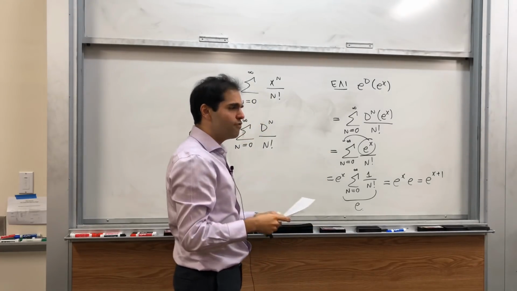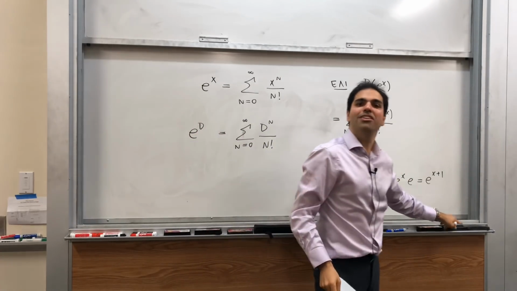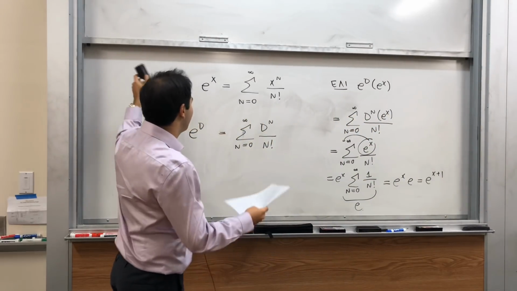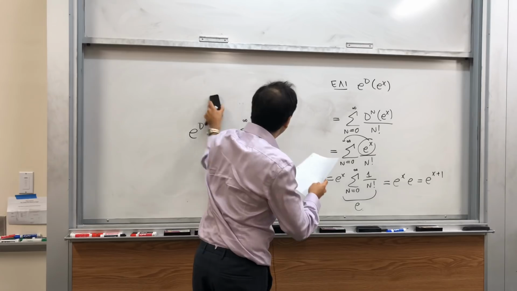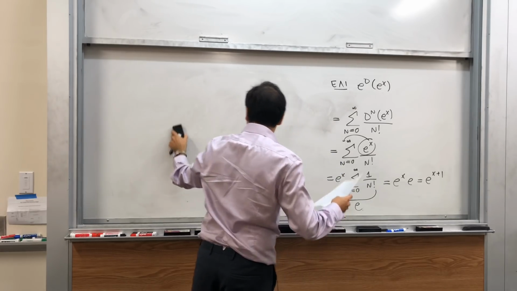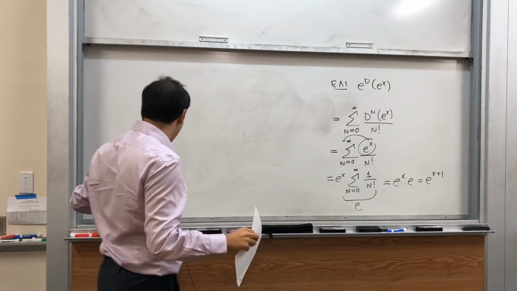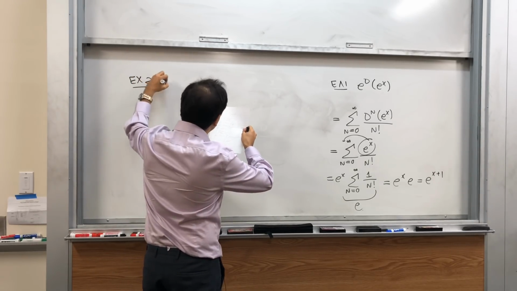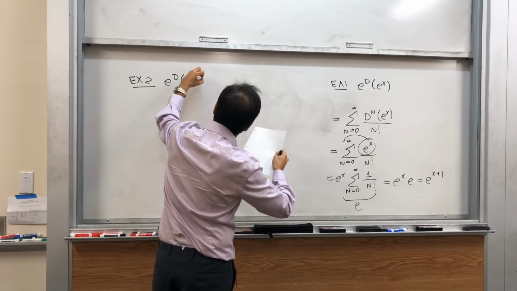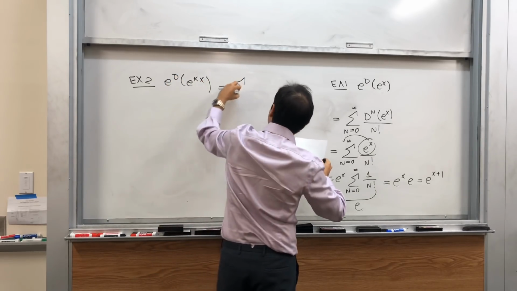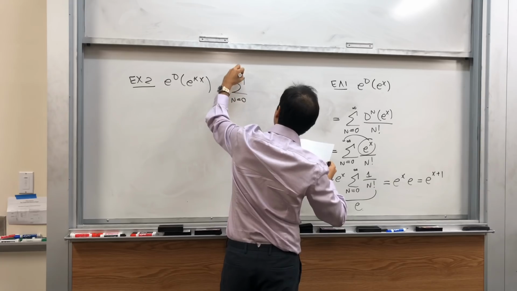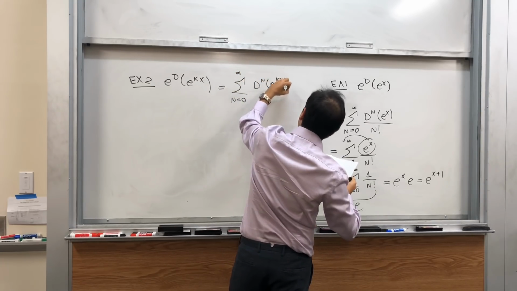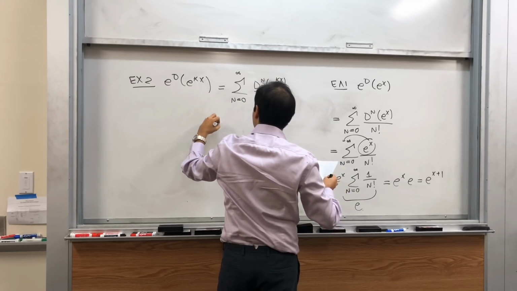In other words, it shifts e to the x by 1 unit. So very surprising, but it's cool with this definition. And in fact, let's continue. Now, if we did e to the x, how about e to the kx? So the exponential derivative of e to the kx. That's again the sum from n equals 0 to infinity of d^n of e to the kx over n factorial.